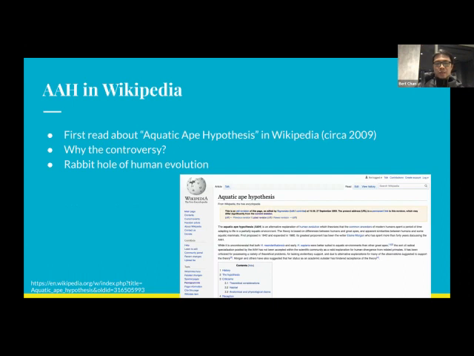After my study in Sweden, I remember at that time in 2009, I read about the aquatic ape hypothesis on Wikipedia. And I thought, oh, this model is very sensible and logical. But then I learned that it's also very controversial. So I asked the question, why is it controversial? And then I dug into the rabbit hole of human evolution.